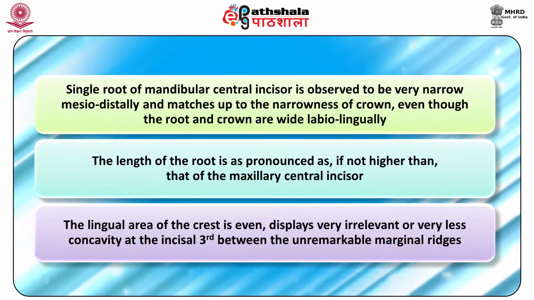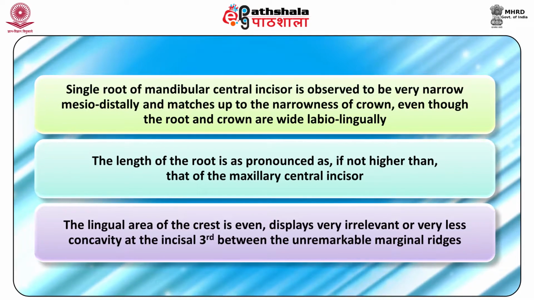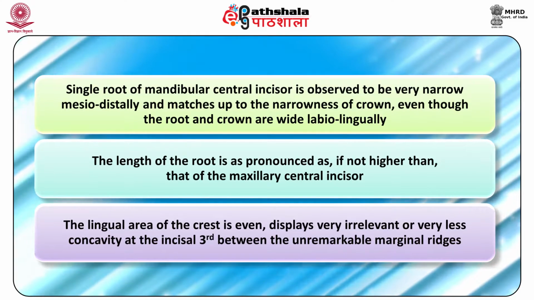The lingual area of the crown is even and displays very little concavity at the incisal third between the unremarkable marginal ridges. The mesial area of the crown is curved and even at the incisal third and becomes broader and flatter at the middle third, cervical to the contact area. It then becomes quite flat with a tendency towards concavity immediately below the middle third of the crown and above the cervical line.